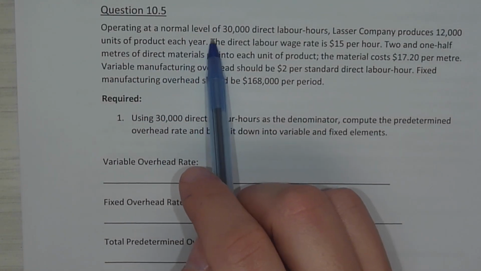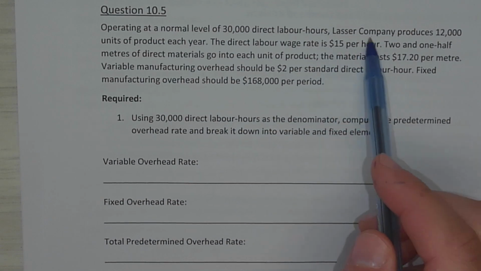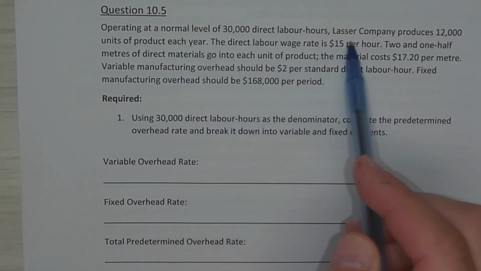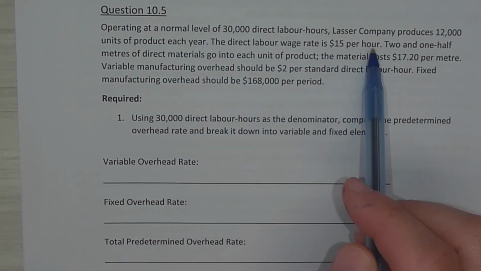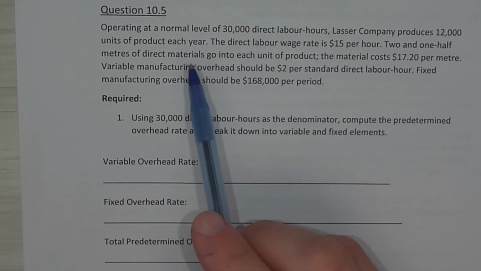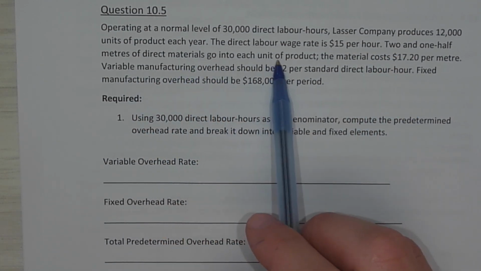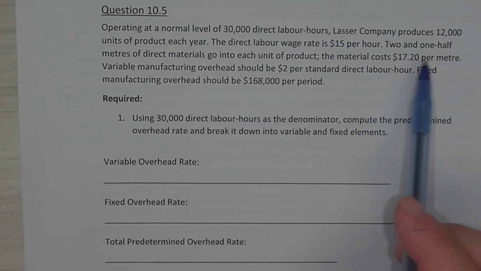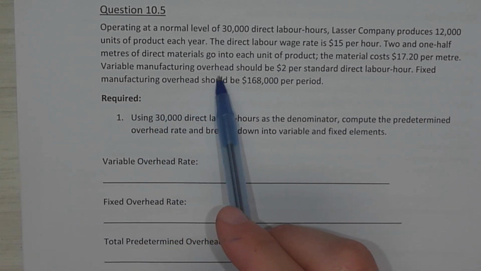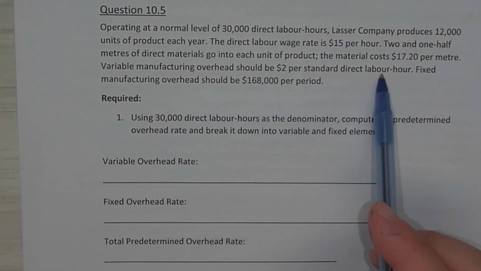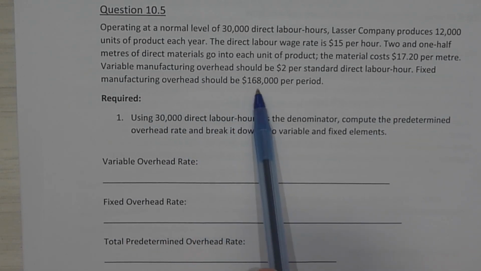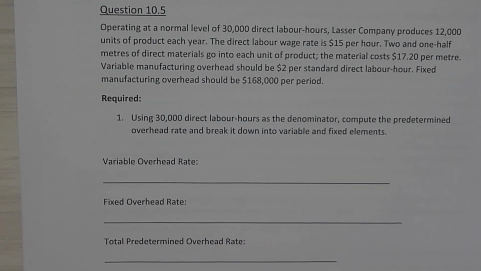Operating at a normal level of 30,000 direct labor hours, Lasser Company produces 12,000 units of product each year. The direct labor wage rate is $15 per hour. 2.5 meters of direct materials go into each unit of product. The material costs $17.20 per meter. Variable manufacturing overhead should be $2 per standard direct labor hour, and fixed manufacturing overhead should be $168,000 per period.